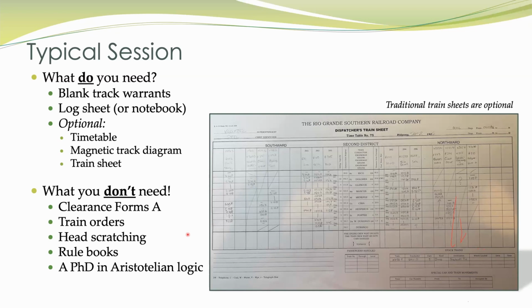What you don't need are things like clearance forms A, which is a timetable and train order thing. You give those when a train starts to actually clear out from its initial station. No, you don't need those. The track warrant accomplishes all of that. You don't need any train orders. You don't need to remember how to write a train order, to run early, to meet a train here, or these different forms of train orders.